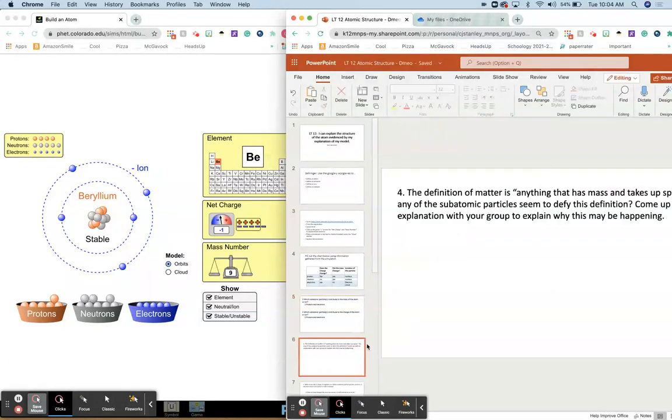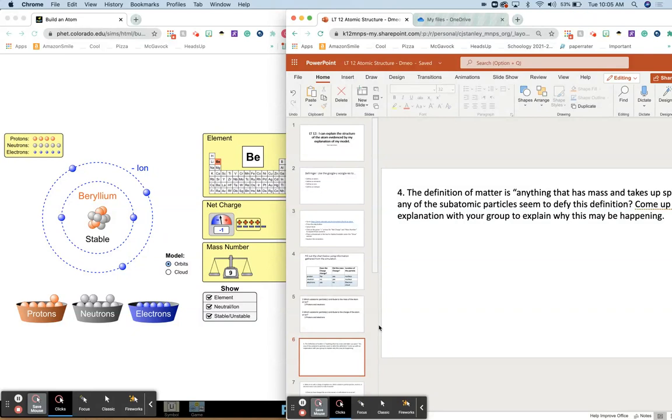Good job. All right, the definition of matter is anything that has mass and takes up space. Are there any of the subatomic particles that appear to defy this definition? Come up with an explanation with your group, which you don't have a group because you're watching my video, to explain why this may be happening.